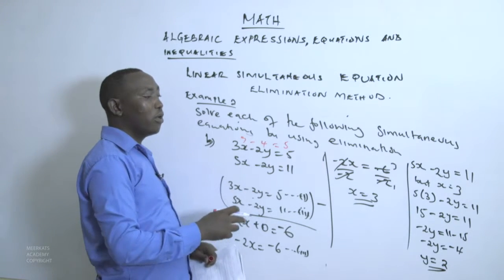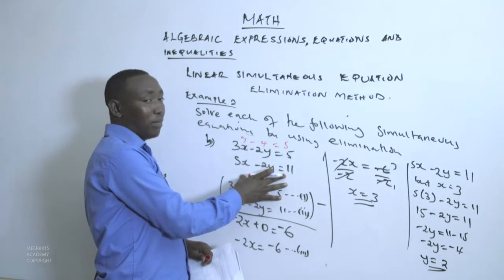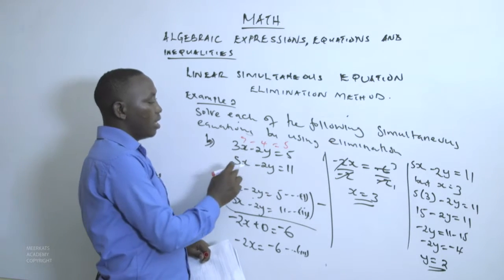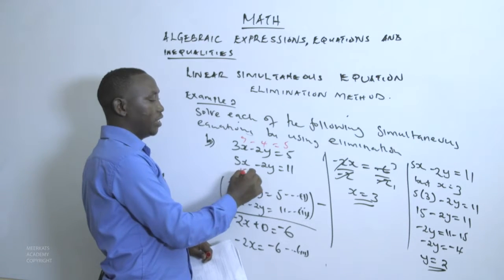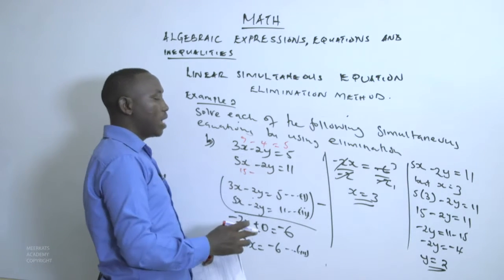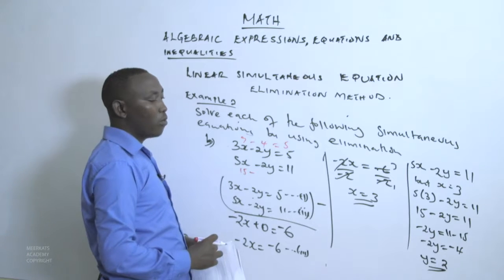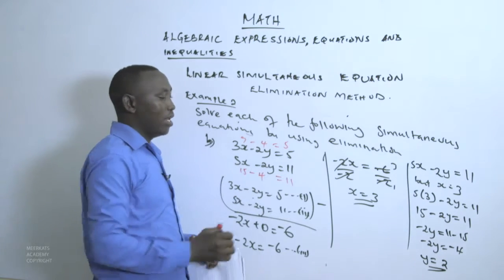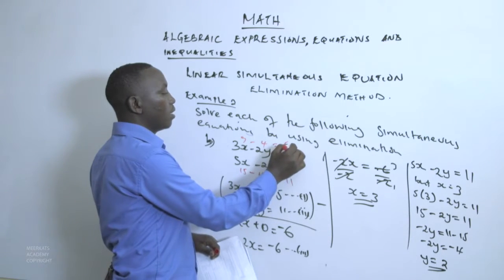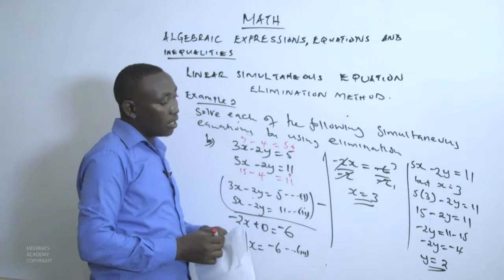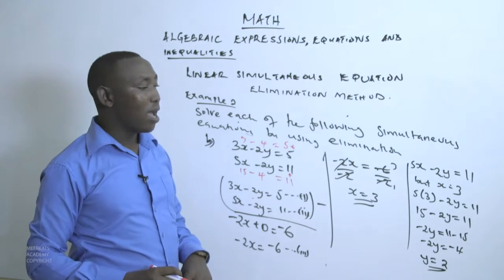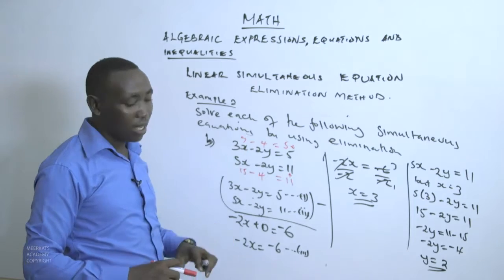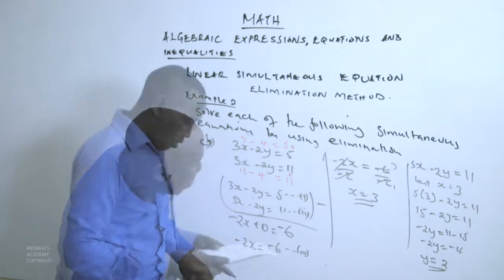Now the same also can be able to solve the second equation. Where there is x, we replace with 3. So this will be 5 times 3, which will be 15. Subtract 2 multiplied by the value of y, which is 2, you'll get 4. The answer is 11. So you see, 3 and 2 are pair or are solutions which are satisfying the two equations.